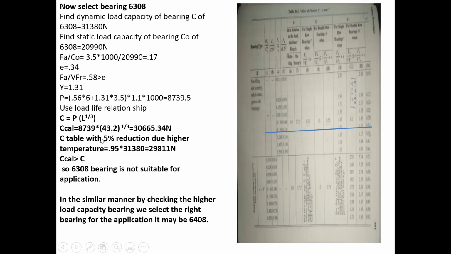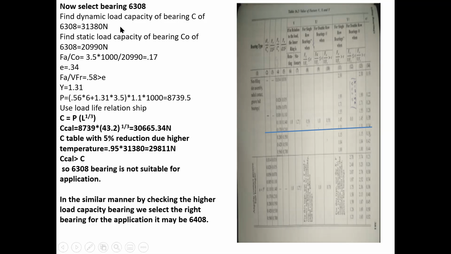Now we will find out the dynamic load rating calculated by using load life relationship. And if you use this load life relationship, C is equal to P into L to the power 1 by 3, you will have the C calculated as 30,665 Newton. Now if you see, the C calculated is lesser than the value given in the tables in the data book, that is C is equal to 31,380.